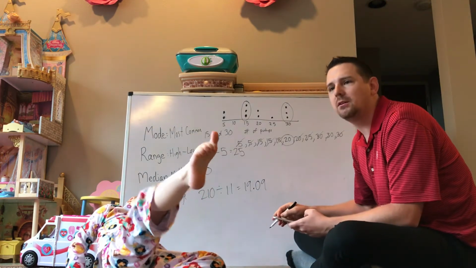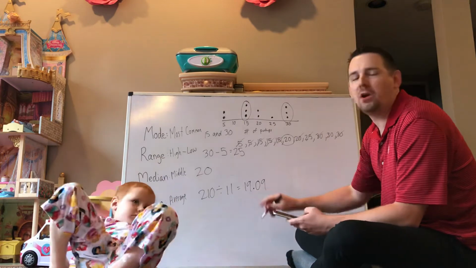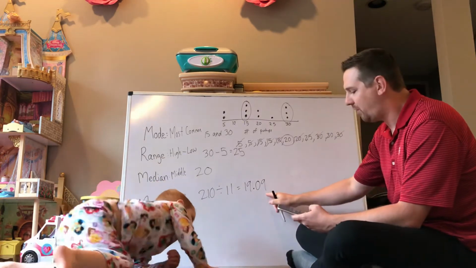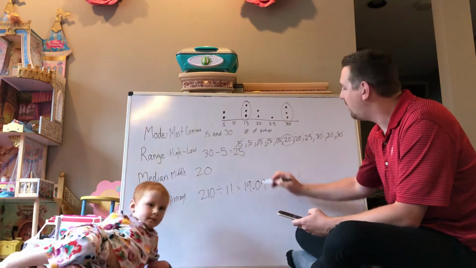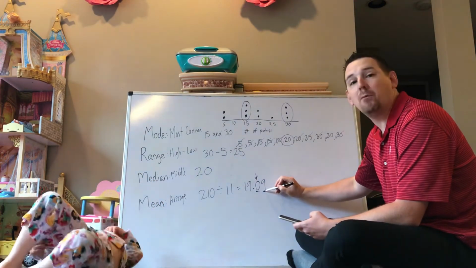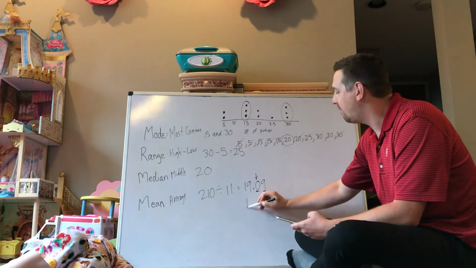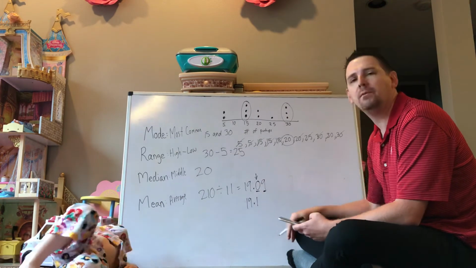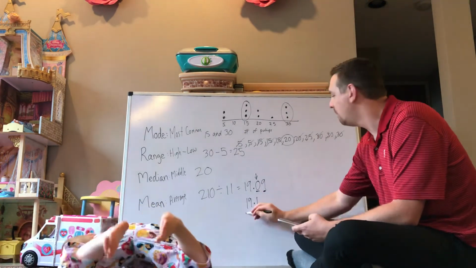19.09. If I rounded to the nearest hundredth, then that would be it. If I want to round to the nearest tenth, that's this number. That's a 0. This is a 5 or more, so should we round up? Yes. So it would be 19.1 to round that to the nearest tenth.